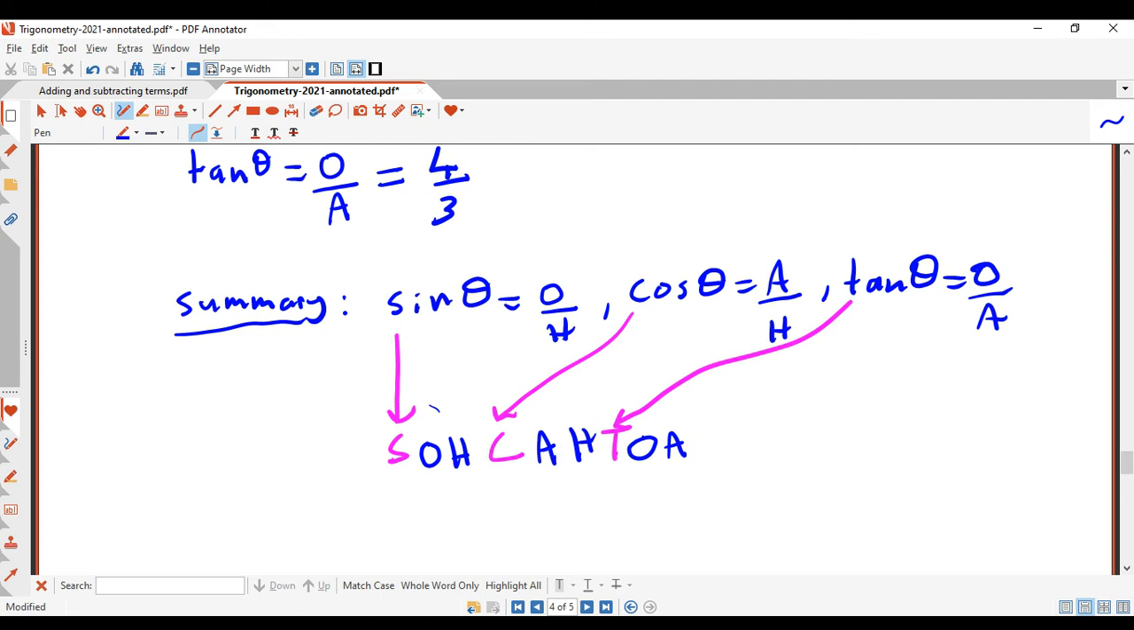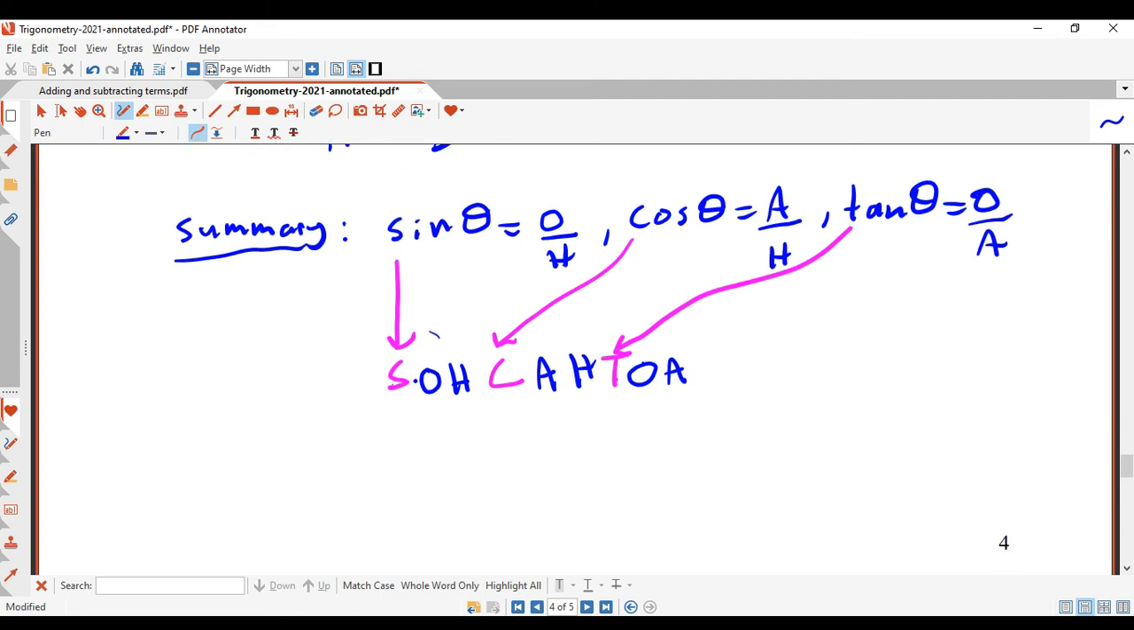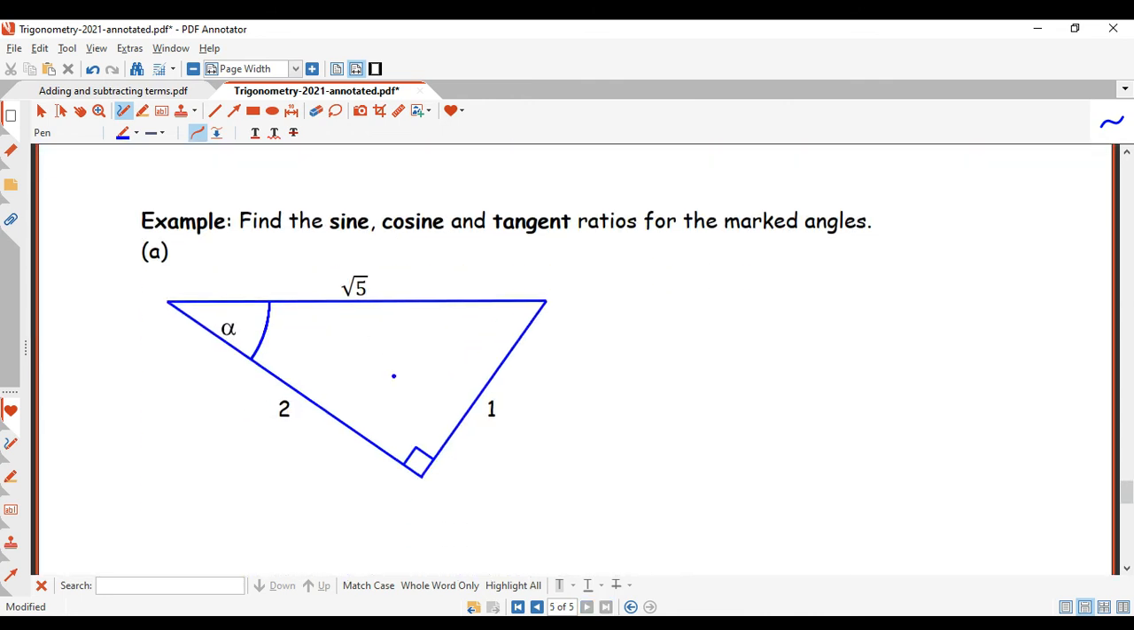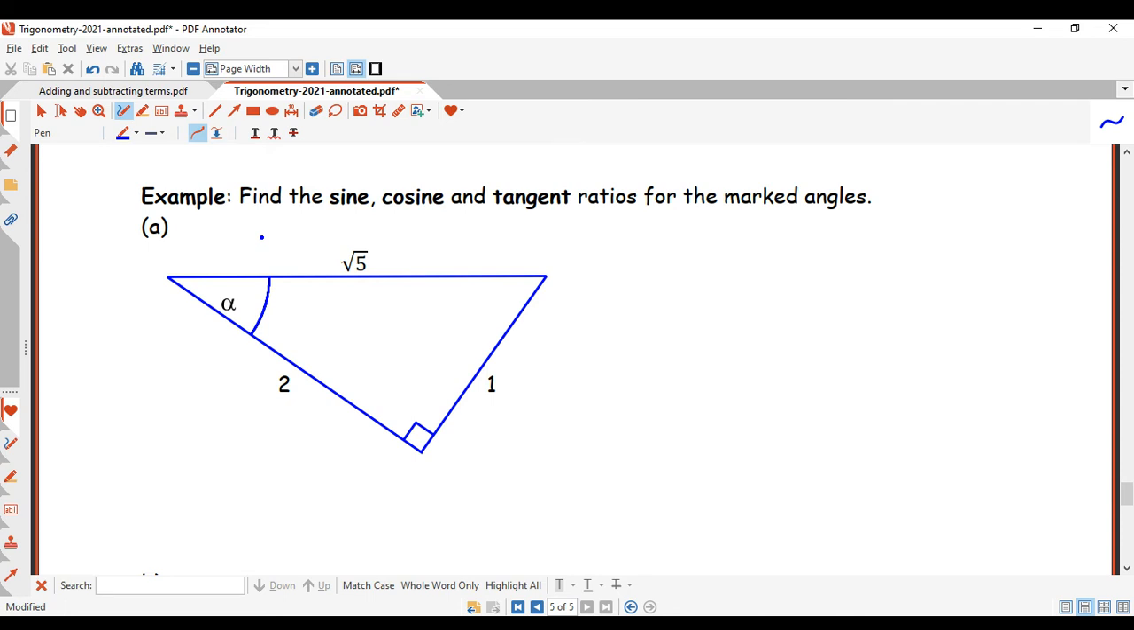Okay, so that's our word, SOHCAHTOA, and we're going to use those formulas now for the next questions. First example, we've got to find the sine, cosine, and tangent ratios for the marked angles. Here is my marked angle alpha. What we're going to do is label the sides. This is the opposite side, this is the adjacent side, and this is the hypotenuse.